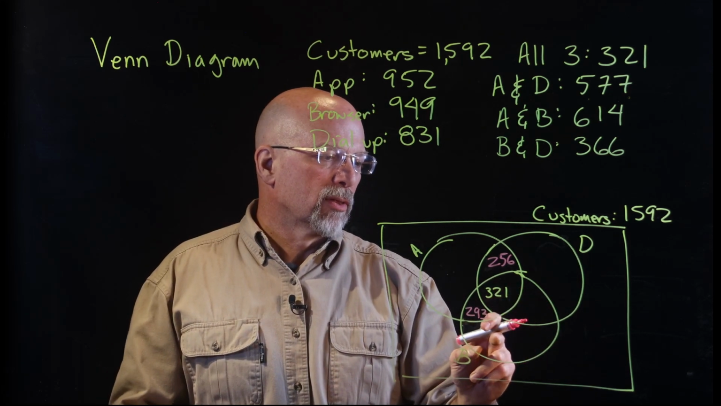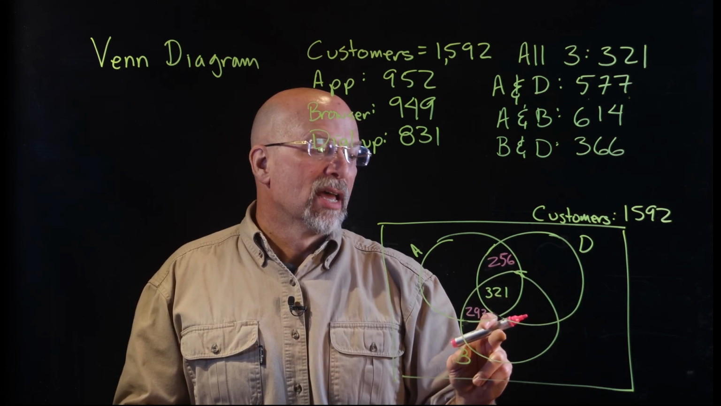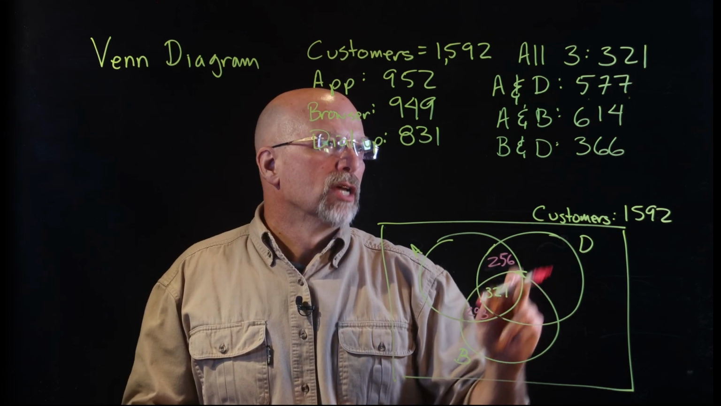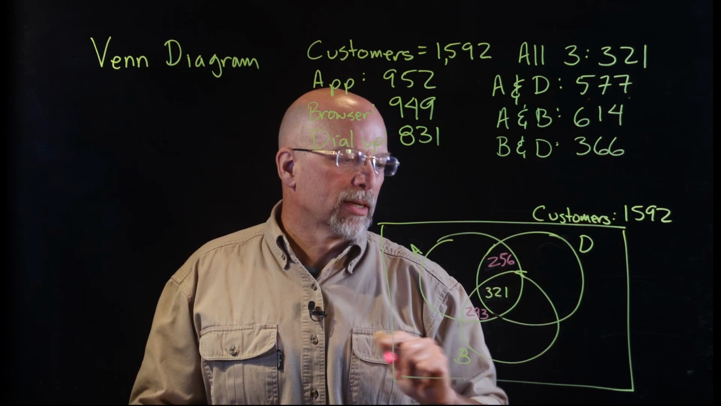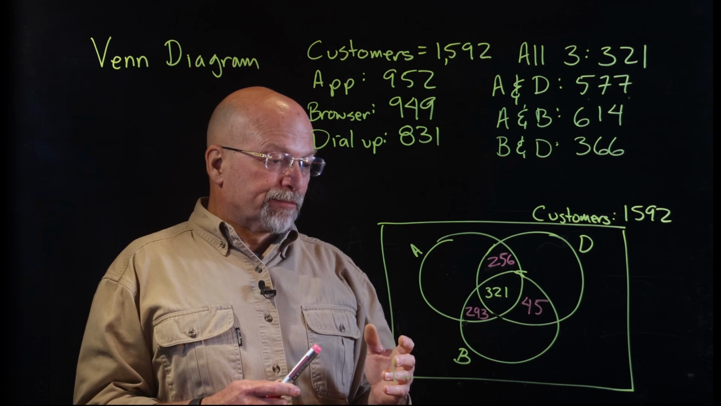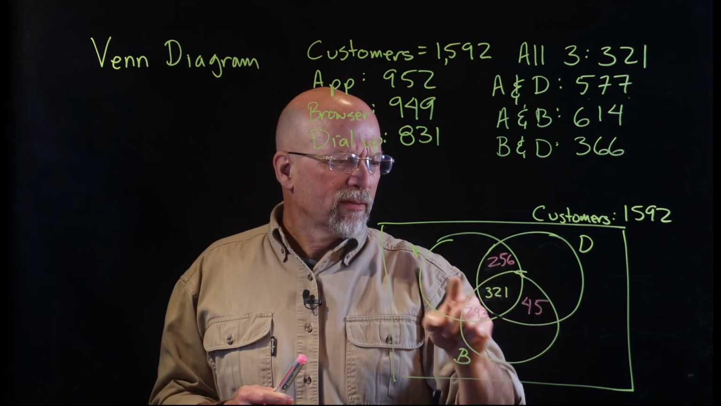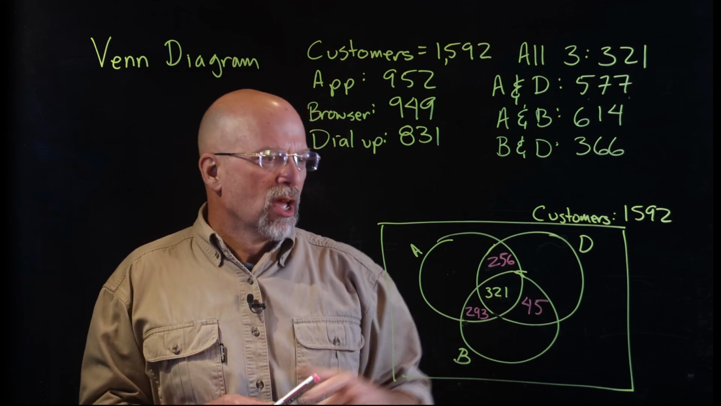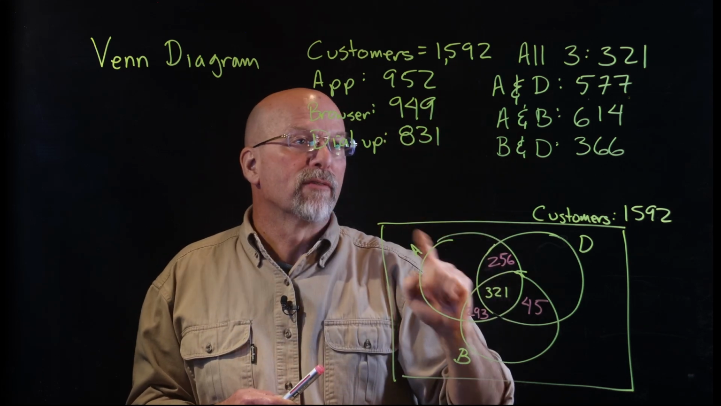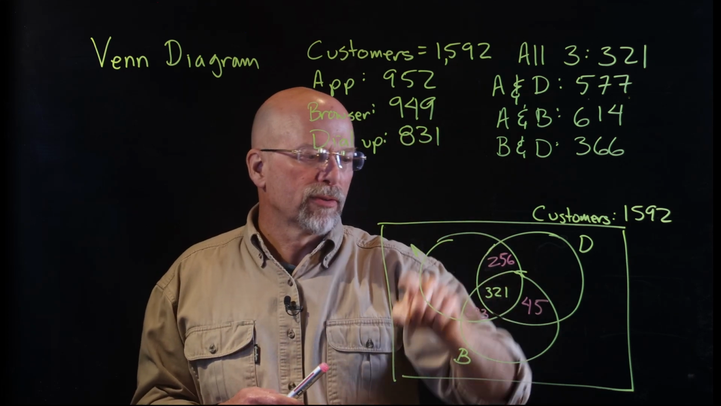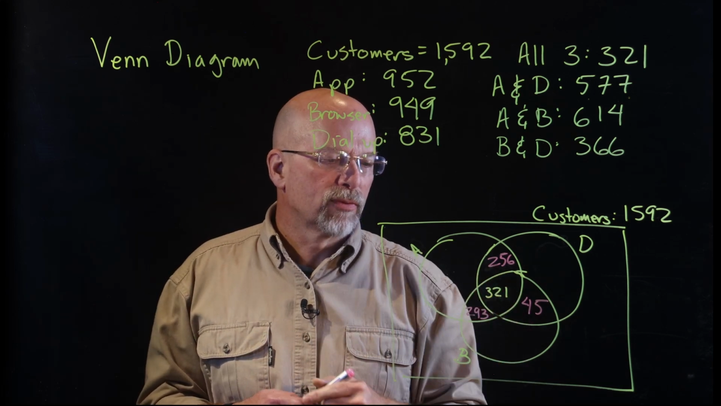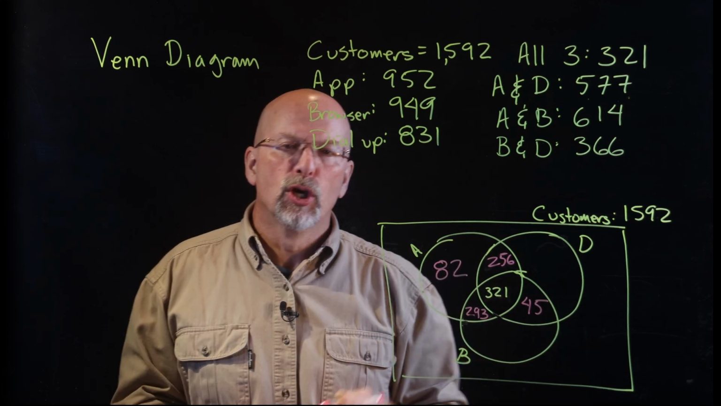How many have used the browser and dial-up but not the application? Well, that's how many people have used the browser and dial-up minus the ones that have used all three. So that is 366 minus 321, which is 45. All right. Now, can we figure out which one of these is the lowest? Well, how many people have used the application? We know that 952 have used the application. So 952 minus 293 minus 321 minus 256 gives us 82.